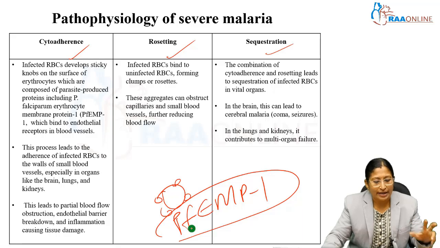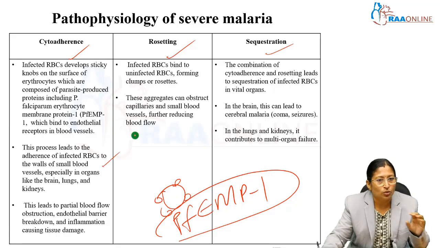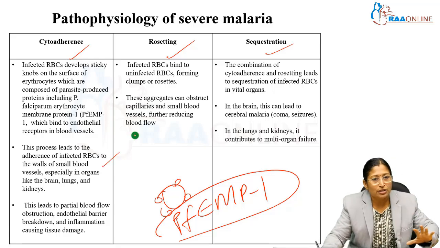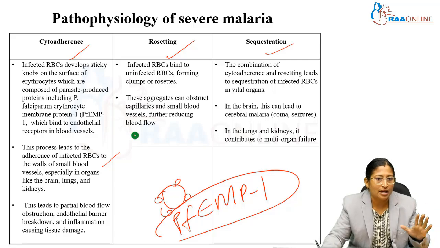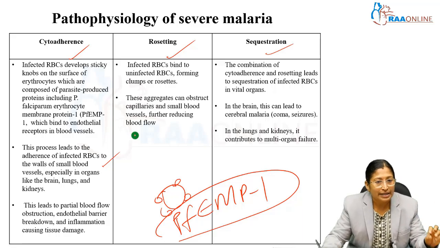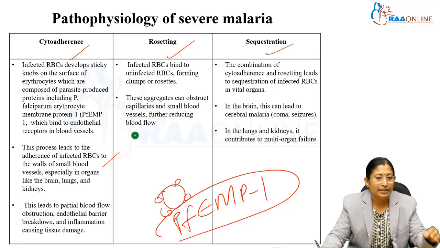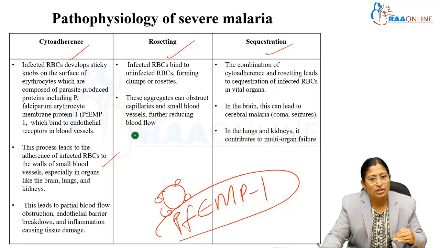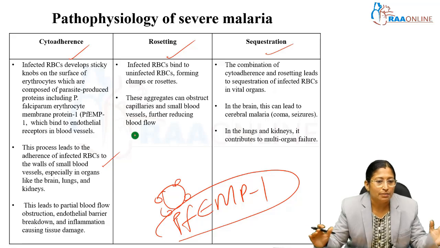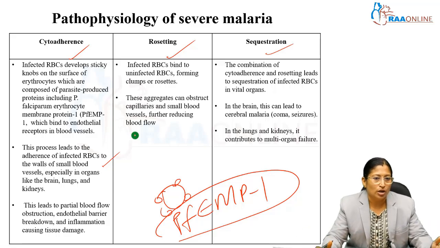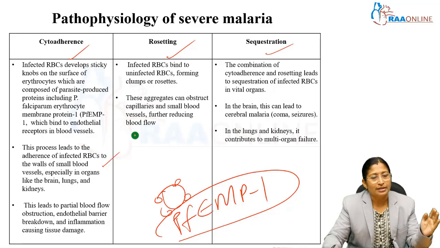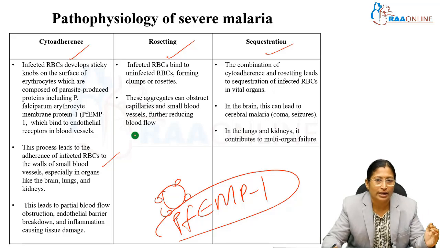This causes adhesion of the infected RBC to the walls of small blood vessels, especially of major organs like the brain, lungs and kidneys, right, leading to obstruction, and there is endothelial barrier breakdown, endothelial dysfunction, and inflammation, ultimately resulting in tissue damage and organ dysfunction. That is the first mechanism, cytoadherence.